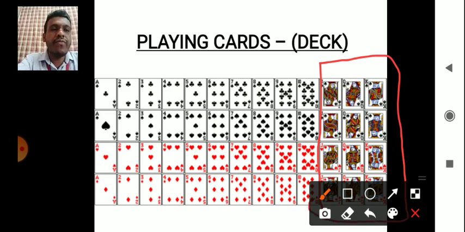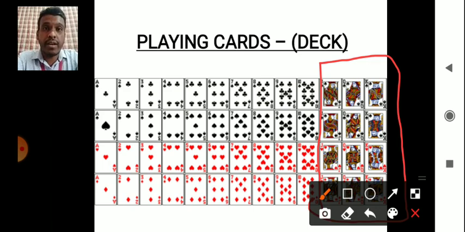Okay, how many face cards do you have? Then you have 3, 3, 3, 3, that is 12. 3 into 4 equals 12. 3 cards in each set. Total number of sets is 4, so 3 into 4 is 12 cards. Okay, total 4 jacks, 4 queens, 4 kings, and so on.